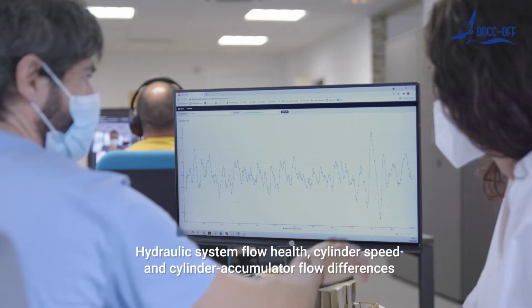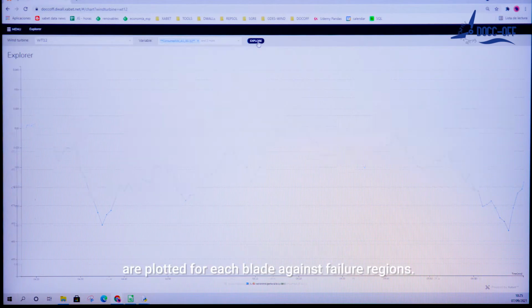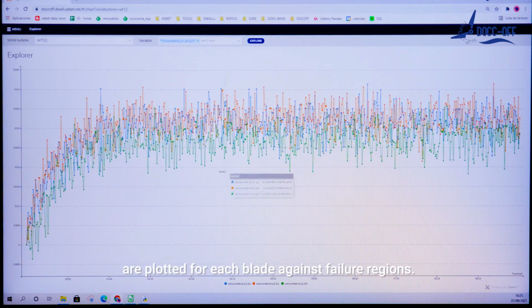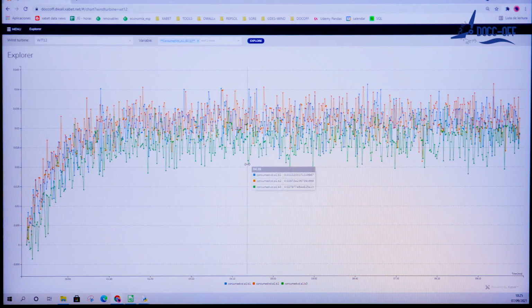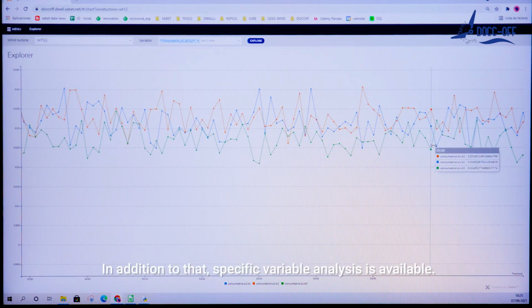Hydraulic system flow health, cylinder speed, and cylinder accumulated flow differences are plotted for each blade against failure regions. If any of them fall into a potential failure zone, maintenance is recommended. In addition to that, specific variable analysis is available.